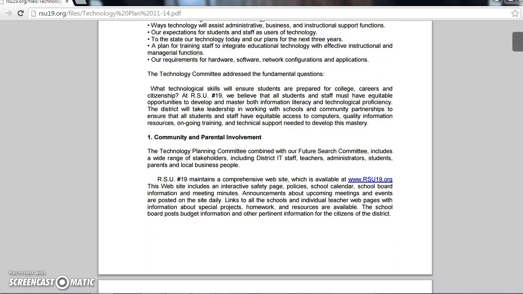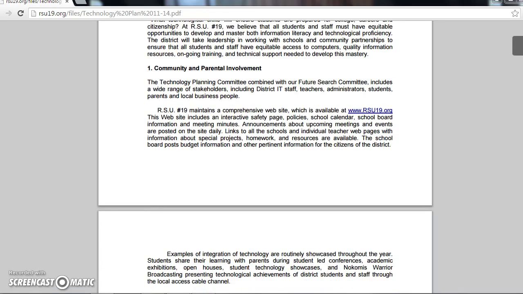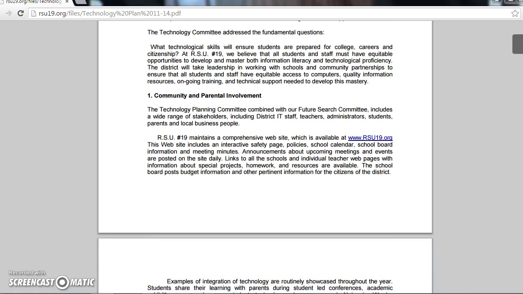Go down a little bit. You can see there are examples of integrations of technology that are routinely showcased throughout the year. Students share their learning with parents during student-led conferences. We do a lot with Google Docs, and we have computers set up so that students are able to share what they've been working on.